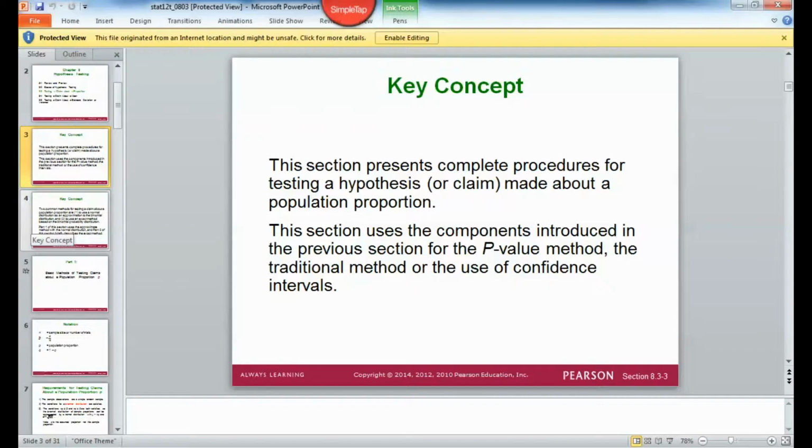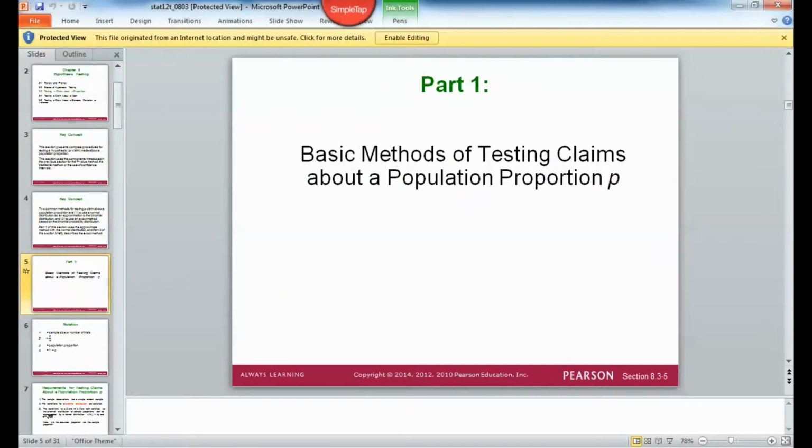But if you don't have the technology to find the p-value, you may want to search online for the p-value of a test statistic, whatever type you're looking at. If it's a t distribution or z distribution, there are websites that have calculators that will do it for you. The TI calculators do them too. But anyway, I'm going to move right along to the basic methods of testing claims about a population proportion P.